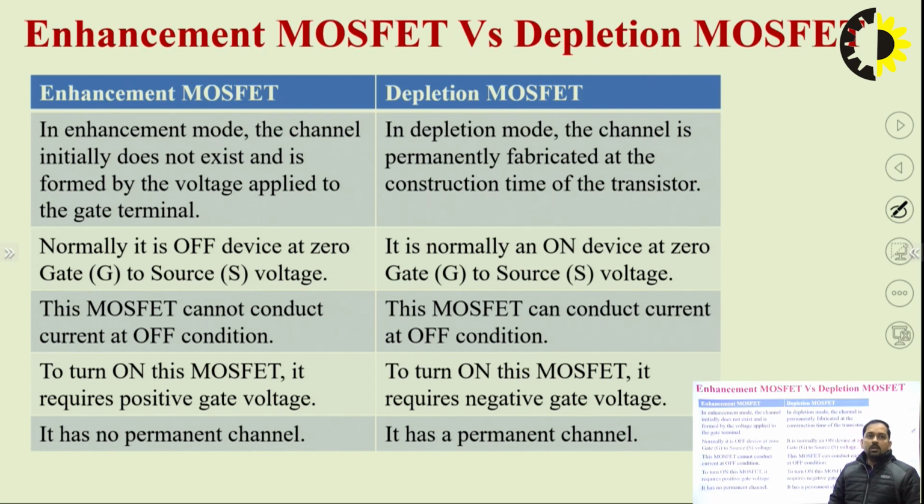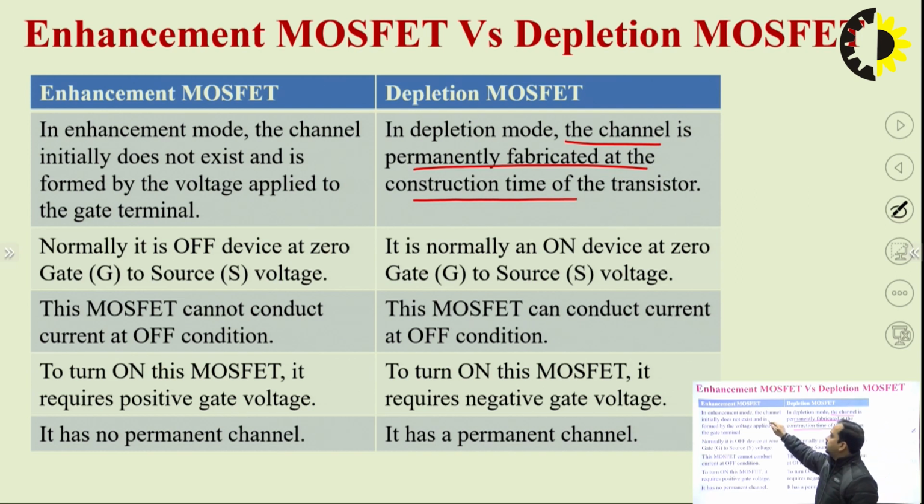So after this, we can see what are the possible differences between enhancement and depletion type MOSFET. First of all, in enhancement type MOSFET, as we observed, the channel was absent, meaning the channel will be formed during the operation phase, and in the depletion type MOSFET, the channel is permanently fabricated at the construction time. So the major constructional difference is, here it was absent and here the channel was present. Now the second point is, normally this device is off when VGS is 0. We have seen this in the operation part also.